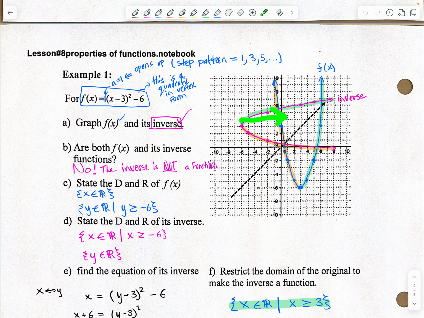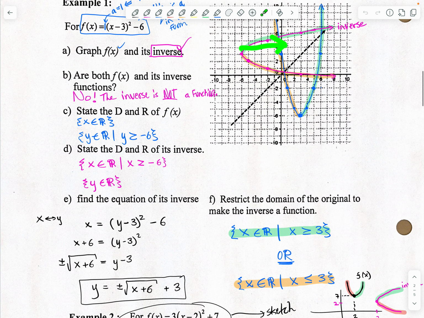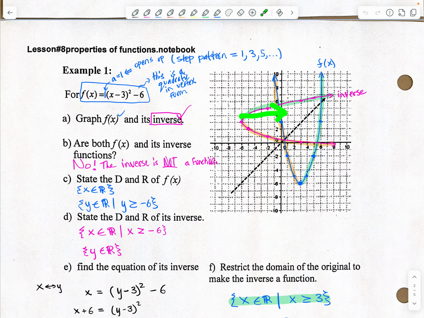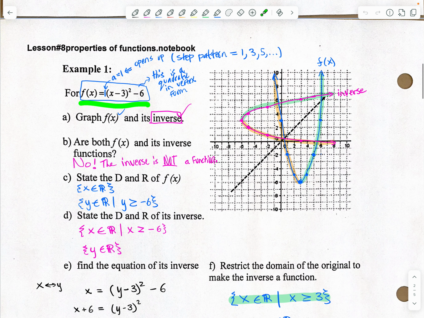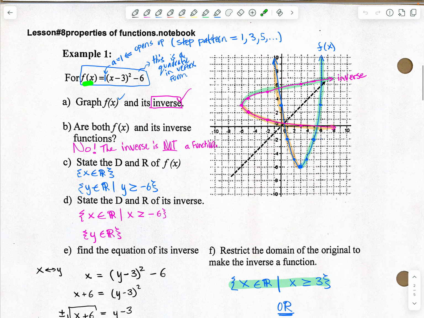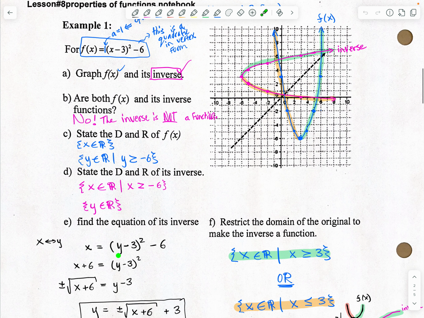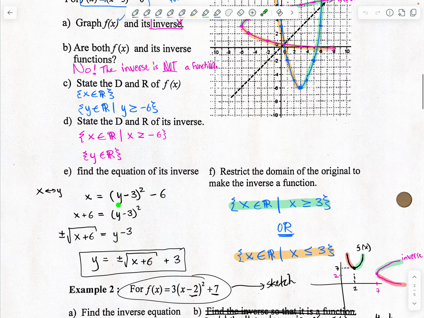Okay, good. Find the equation of its inverse. Again, I'm going to use that technique for finding the inverse. I set f of x equal to y here, and then I swap x and y. So that's what that does right there. I want to denote that. So it's coming up with a new equation. So x is equal to (y minus 3) squared minus 6. And now I'm slowly isolating for y. I'm going to add 6 to both sides, then I'm going to square root both sides.